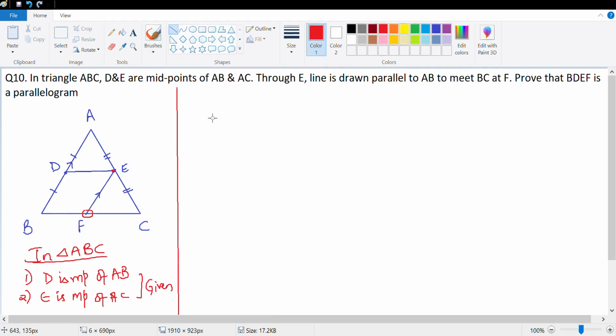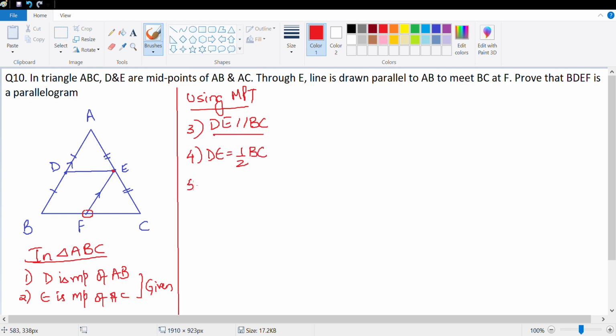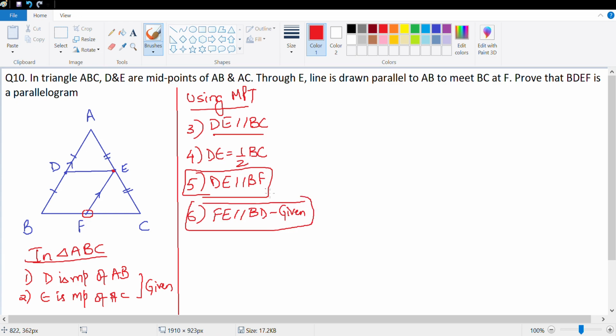So how will it help me solve something? Which means using the midpoint theorem. Let's see what I get. Number 3, what I'll get is DE is parallel to BC, and number 4, DE is equal to half of BC. So now I've got DE parallel to BC. What it also means is DE is parallel to BF. Now DE is parallel to BF, and number 6, FE is parallel to BD, which is given. So since both pairs of opposite sides are parallel, therefore BDFE is a parallelogram.